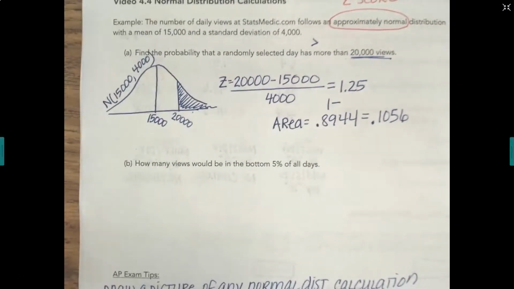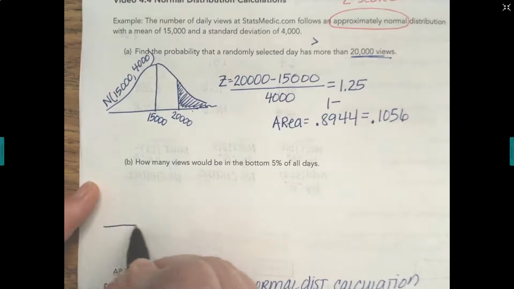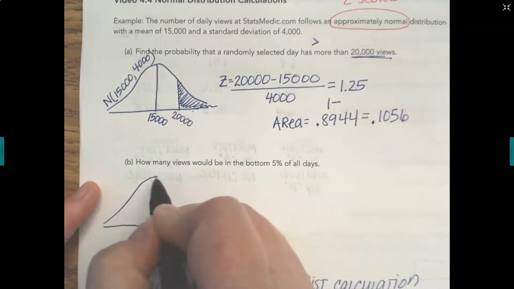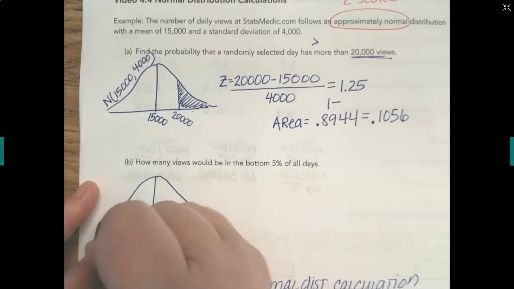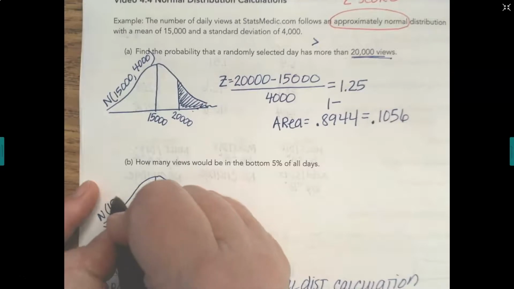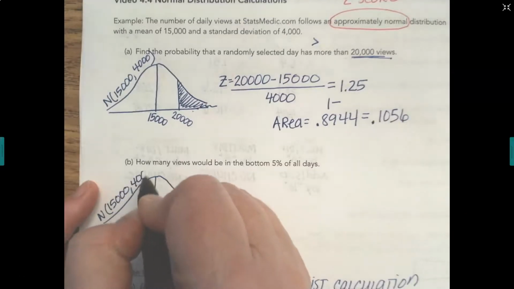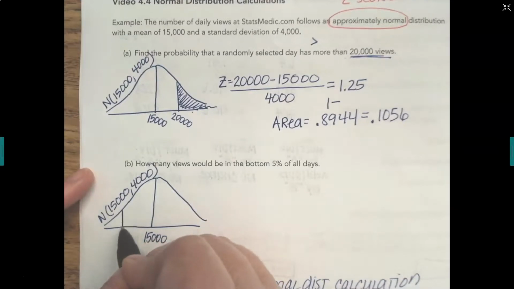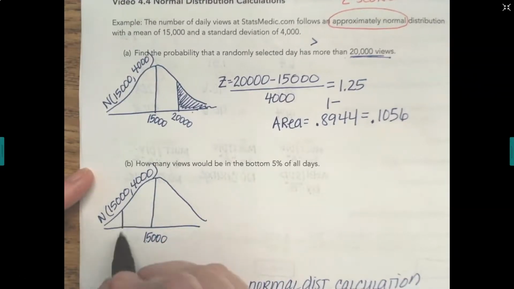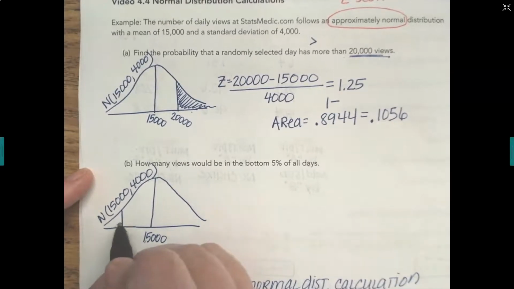All right, now how about how many views would there be in the bottom 5% of all days? So let's draw a curve. We're using the same information, so we still have a mean at 15,000. It's normally distributed with a mean of 15,000, standard deviation of 4,000. Now, I'm wanting to know how many views would there be in the bottom 5% of the days. So really what I'm missing is my statistic. I know it's going to be over here because I want the bottom 5%. I don't know what this number is, but I want the bottom 5%.